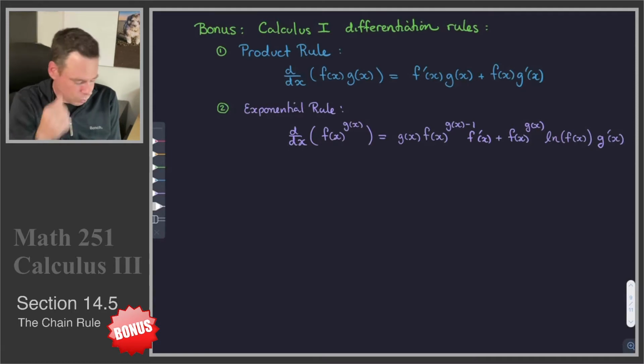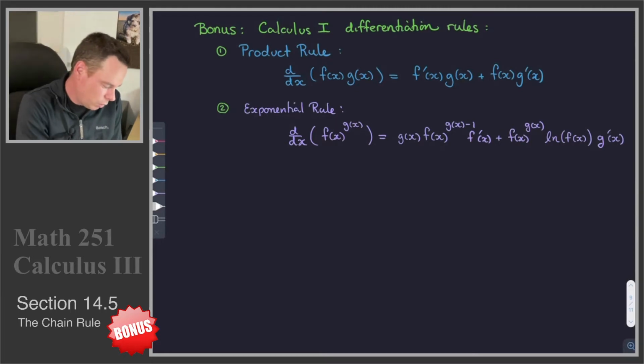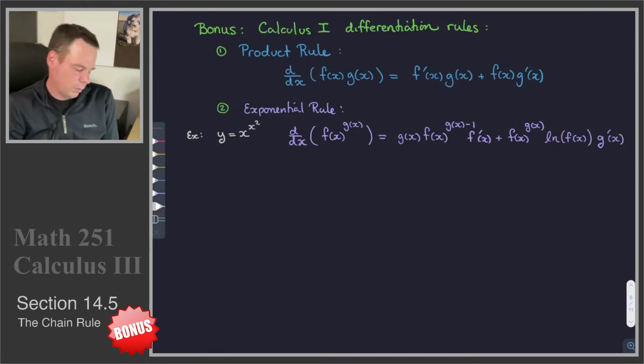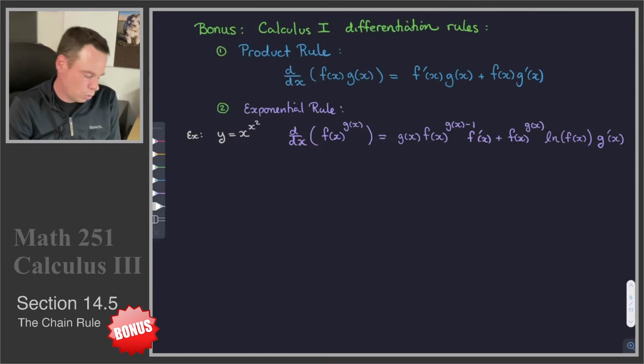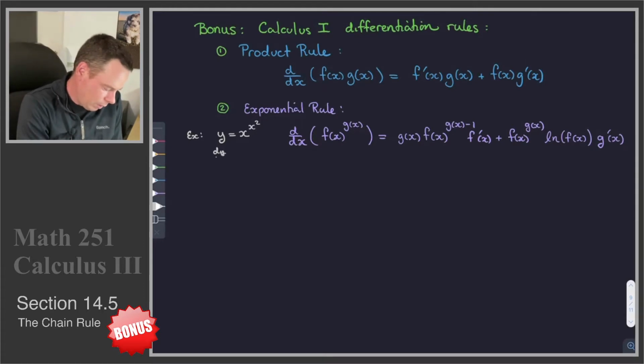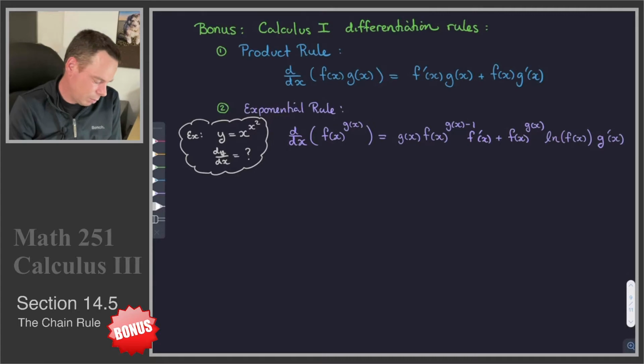We also have the exponential rule. Now you may not remember this exponential rule by name or even by this formula. What you may remember is some examples that we did of this form. So in one of the lectures, and I'll link to it below, we worked out in Calculus 1 what the derivative of x to the x squared is. And the way we did that was we took the logarithm of both sides and we did implicit differentiation. But that would be an example of a function where we could use this exponential rule.